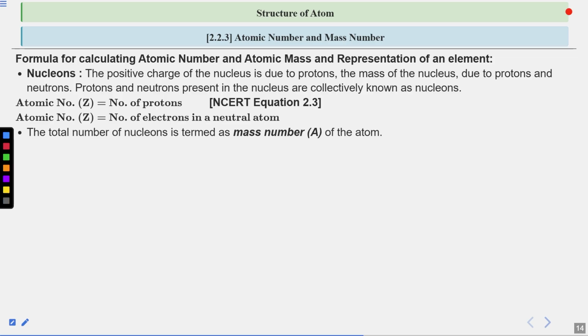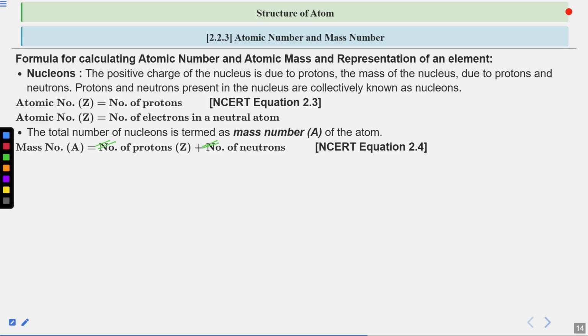The second thing is the mass number. Again, very simple. The total number of particles present inside the nucleus is termed the mass number, and it is represented by the capital letter A. How do we calculate it? I said it is the total number of particles present in the nucleus, so it is simply the number of protons plus the number of neutrons.